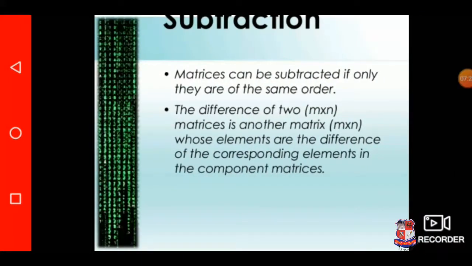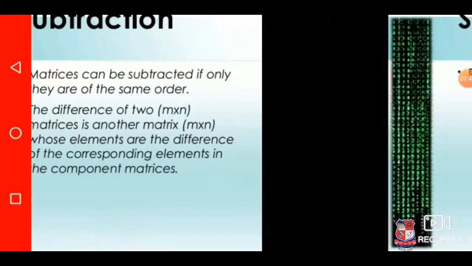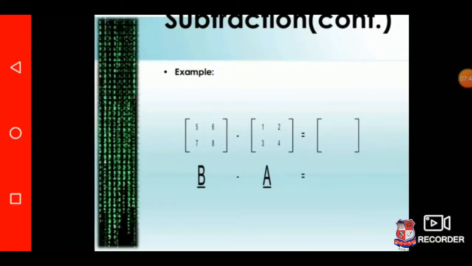Subtraction. In the same way as numbers are subtracted, matrices can be subtracted only if they are of the same order. The difference of two m cross n matrices is another m cross n matrix whose elements are the difference of the corresponding elements in the component matrices. This is the example.